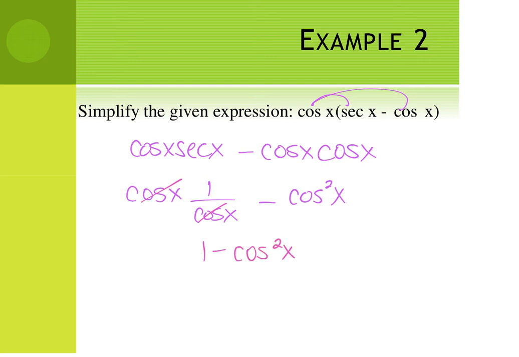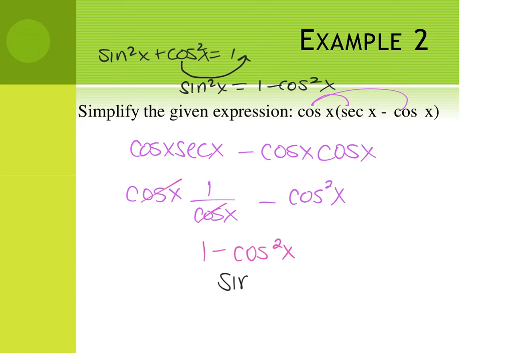Is that as simple as I can get it? Where do you see ones in cosine squareds? Sine squared of x plus cosine squared of x equals 1, right? So if I do 1 minus cosine, it means the cosine came over here to the other side. So I can replace 1 minus cosine squared with what? Good. You remember these now, right? Yay.